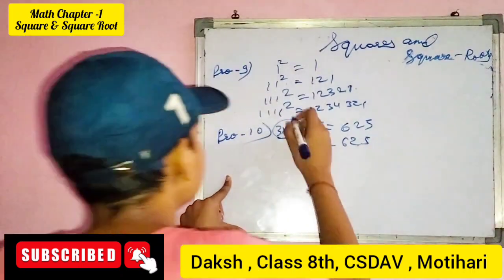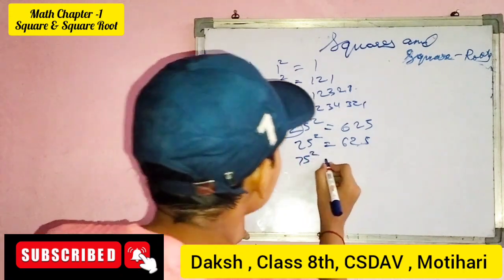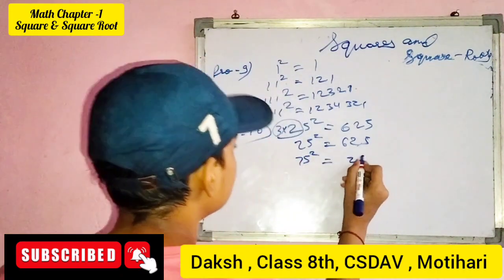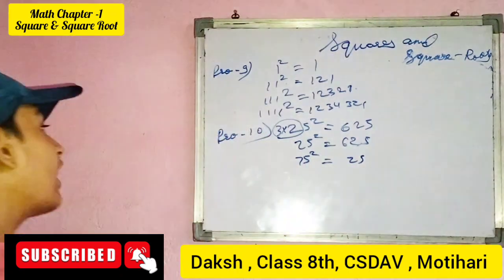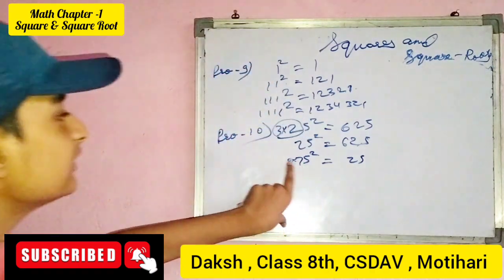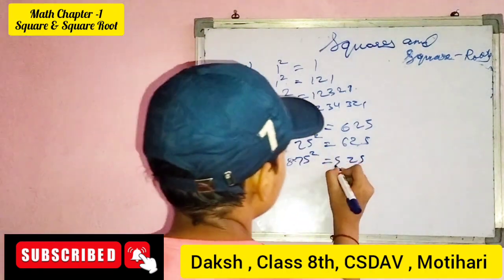Then comes 75. This is a really big number, but we can take out its square easily. 5 square, 25. Then we have to multiply it with the number after it. So the number after 7 is 8. So 7 into 8 equals 56. So it is 5625.